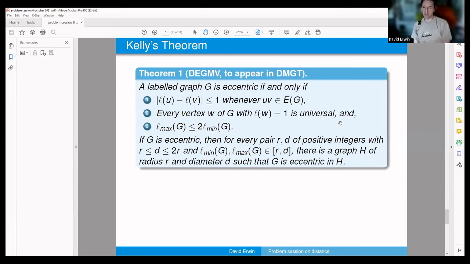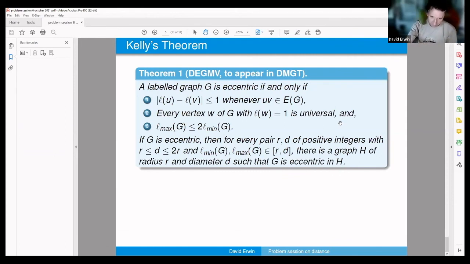And they're sufficient even more powerfully, so that you can pick any pair R, D of positive integers with D between R and 2R, and Lmin and Lmax between R and D, and you can find a graph H of radius R and diameter D such that G is eccentric in H. Okay, so there's the general theorem, and the necessary and sufficient conditions for a graph to be eccentric. Well, so what?